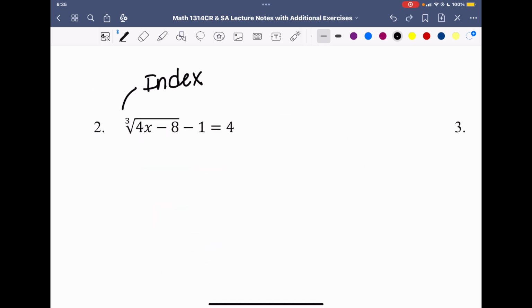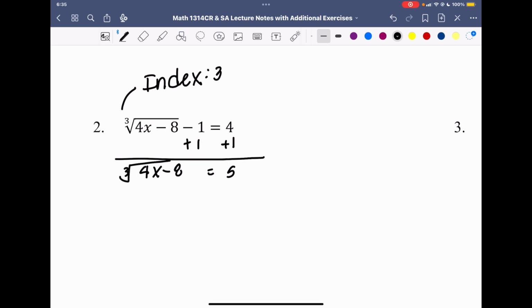For number 2, we're going to use the index that's stated, and it's 3. So we're going to raise both sides to the third power. You're adding 1 to both sides, so you're going to get 4x minus 8 equals 5. This is underneath the cube root, and then we're going to raise both sides to the third power.